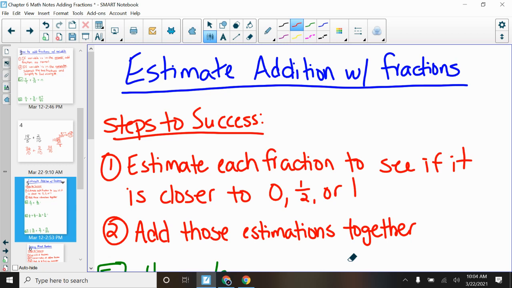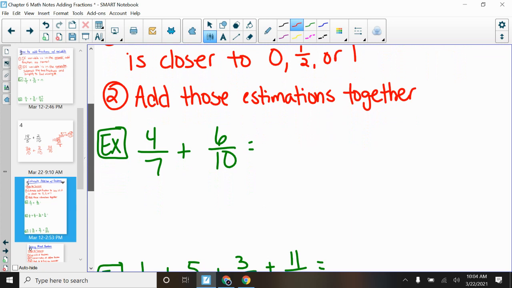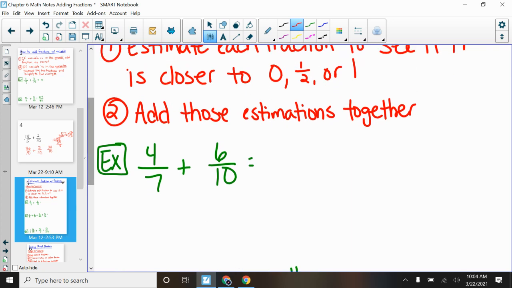Okay. So I'm going to kind of slide this down, and we have this little green problem right here. Okay. So go ahead real quickly and write this problem in your notes right underneath where your steps are. So the problem is 4/7 plus 6/10. All right, so let's use our steps. Step number 1 says that we're going to look at each fraction and we're going to estimate to see if it's closer to a 0, a half, or 1.